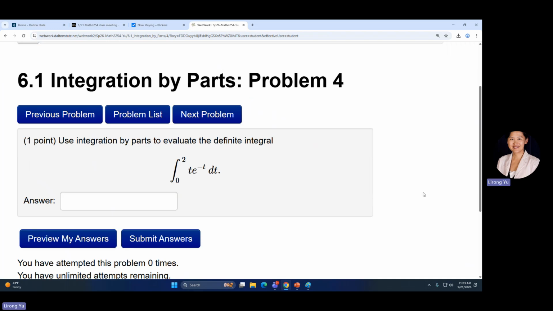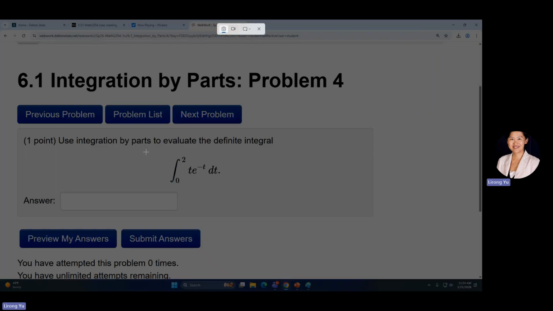This is an integration by parts question. Typically we'll identify the u using LIATE. The E is the exponential function, the T is a polynomial, or power function. So the t will be the u, and the e to the negative t will be the dv. So, solution.